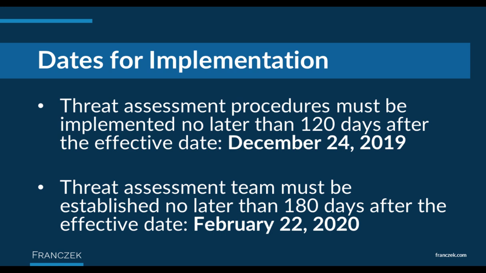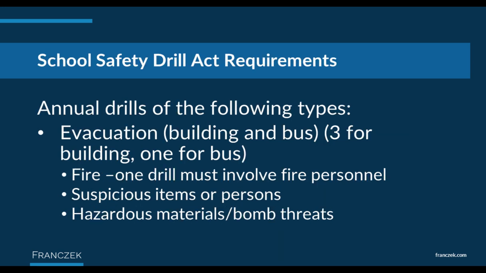So December 24th, you had to have a threat assessment procedure in place. I don't think, from what I've heard at least, that ISBE has been checking up on this. So if you don't have one yet in place, it is no reason to panic. And then the team must be established and identified by February 22nd, 2020. So that's coming up right around the corner now.